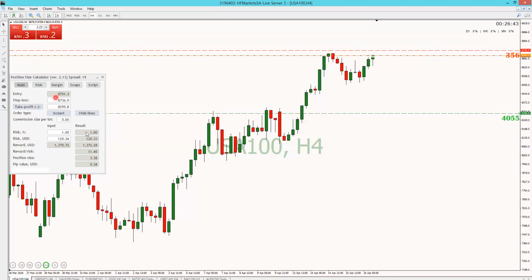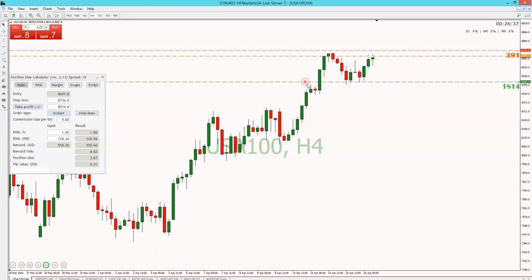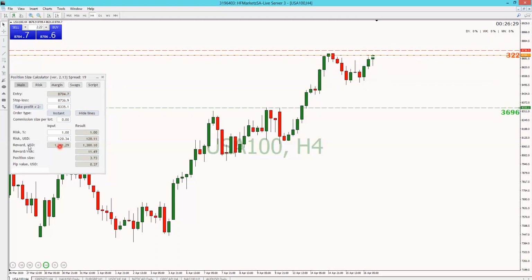So yeah, this is how you actually use this. You can move the lines around if you want to change. Let's say maybe you've analyzed and decided to put your TP here, put your stop loss there. So when I change these lines, you can see everything changes here as far as the reward, because the reward is controlled by this take profit line that I'm moving up and down.